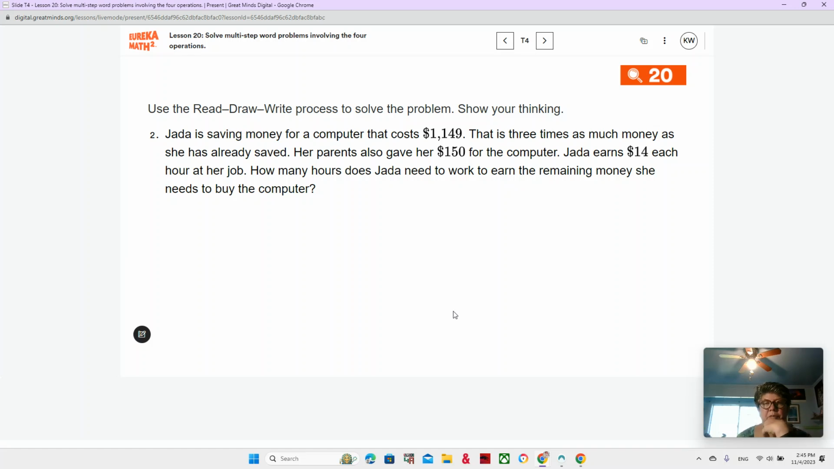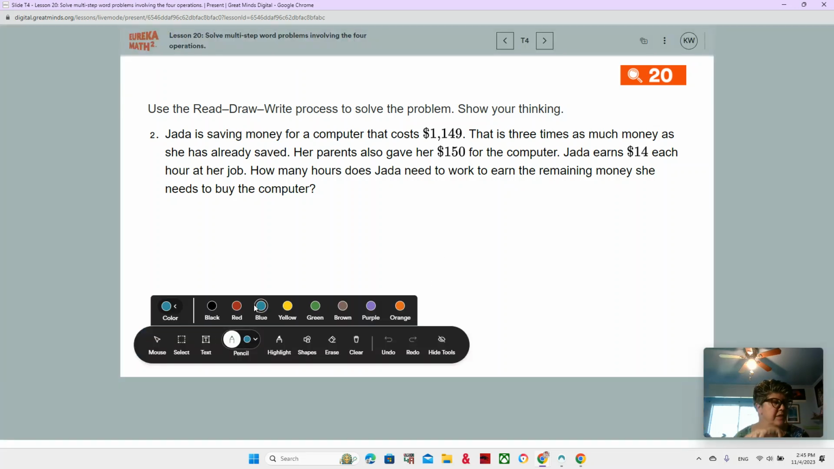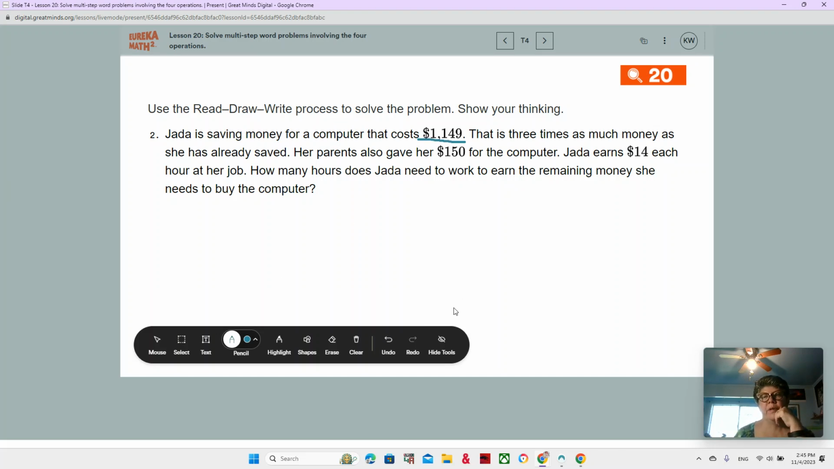Jada is saving money for a computer that costs $1,149. I'm sorry, I meant to say that this is on page 170 in your book. Please follow along and take notes as we go. That is 3 times as much money as she has saved. Her parents also gave her $150 for the computer, and she earns $14 each hour at her job. How many hours does she need to work to raise the remaining money to buy the computer? Oh, this is a complex question, isn't it?